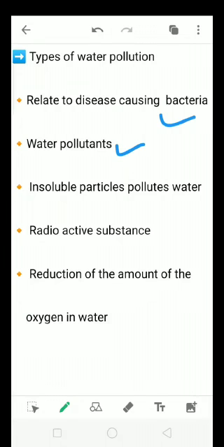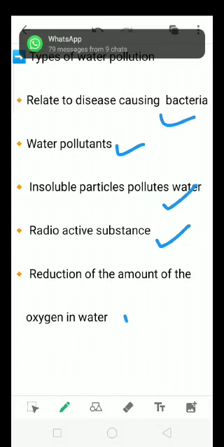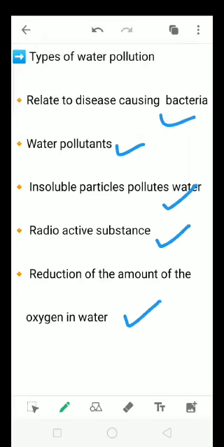The third type of water pollution is material suspended in water, like insoluble particles of salts, and these are polluting the water. The fourth one is radioactive substances like atomic reactor waste, and industrial waste from tanneries are causes of serious water pollution. The fifth one is the reduction of the amount of oxygen in water, and this is a major cause of water pollution.